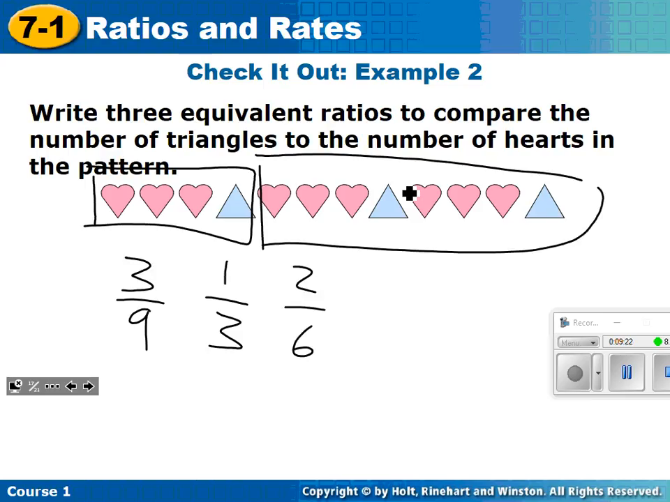Can anybody just give me another one? 9 to 27. Okay. That's correct. And what you did to get that, or what anybody could do to get that, is you could multiply this by 3, multiply this by 3, and you end up with 9 to 27. Or you could have done this, times 9 here, times 9 here, and you'd end up with that. So as long as you multiply the top and the bottom, or both terms, by the same thing, you will find an equivalent ratio. Okay, that's enough of that.